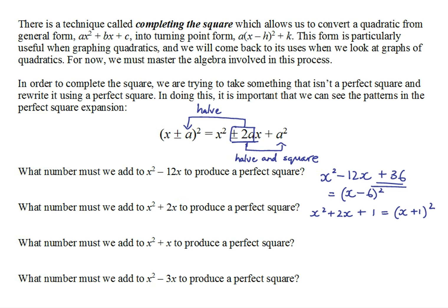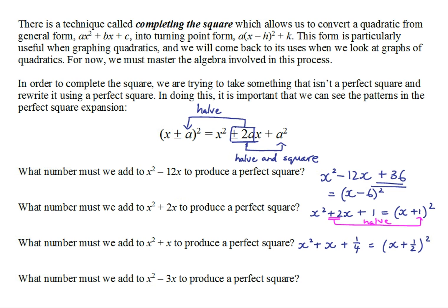Remembering that this term in the bracket is half of the coefficient of x. Alright, so what number must we add to x squared plus x to produce a perfect square? Okay, so we've got x squared plus x, so it's 1x, so we need to halve and square 1. So half of 1 is 1/2, and 1/2 squared is 1/4. And when we do that, we've now created a perfect square. It is x plus 1/2 all squared.